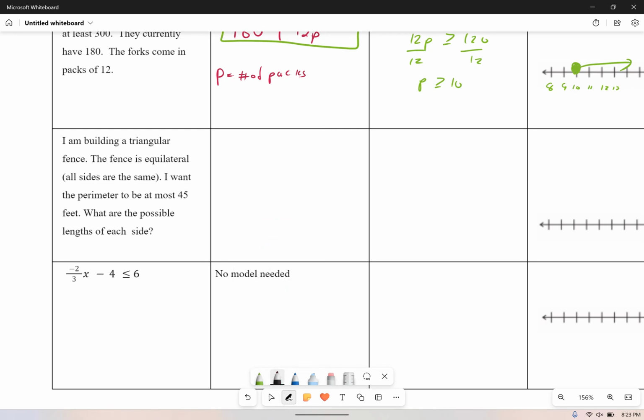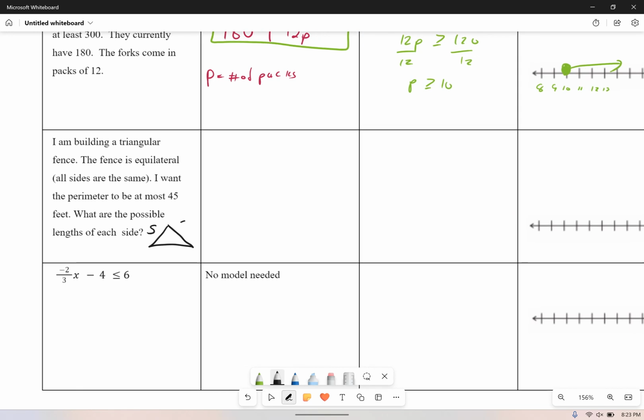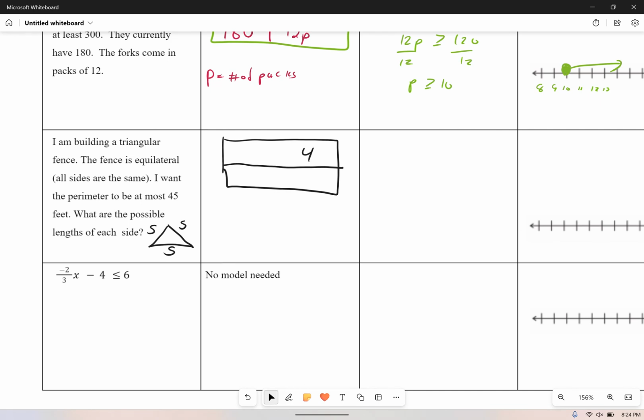I'm building a triangular fence. The fence is equilateral, which means all the sides are the same. So I don't know how big the sides are, but we'll call them S, S, and S. I want the perimeter to be at most 45 feet. So if it's at most 45 feet, it can be less than or equal to that.